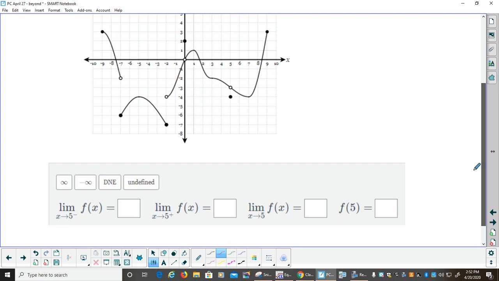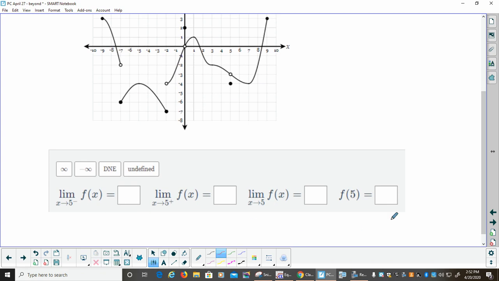Come to the next one. Again, don't worry about that information at the top. Just answer these questions here. What is the limit as you approach 5 from the left? So here's the value of 5. What are your y values getting closer and closer to as you approach 5 from the left? Your y values are going down, down, down, and getting closer and closer to the value of -3. Again, it doesn't matter that they took a hole punch, punched the hole out, and placed it down here. The limit as you approach 5 from the left is -3.